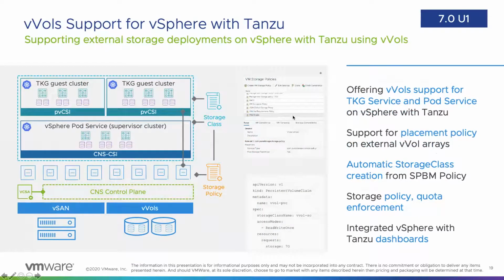So this is just a vVol integration slide. So vVol support was not there in vSphere 7. We have offered that support in 7.0 update 1. So with this, we believe that external storage is an important aspect for modern applications as well. And we see a lot of requests for external storage deployments. So what vVol integration with Tanzu offers is that capability to bring vVol policies into the mix here and assign those policies to namespaces, similar to how we have done for vSAN before.